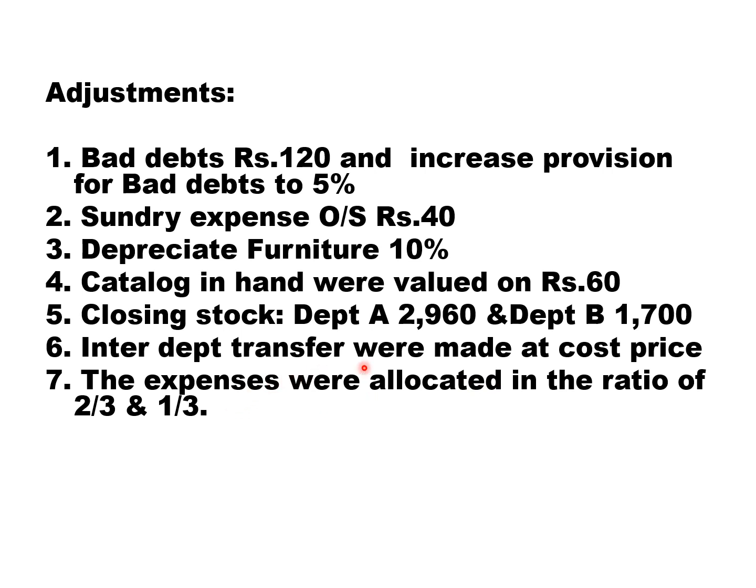The interdepartmental transfers are made at a cost price, so no need to make stock reserve. The expenses were to be allocated in the ratio of 2:1. That means all expenses to be distributed in 2:1. They have mentioned expenses to be allocated. Allocated is nothing but distributed in the ratio of 2/3, 1/3.